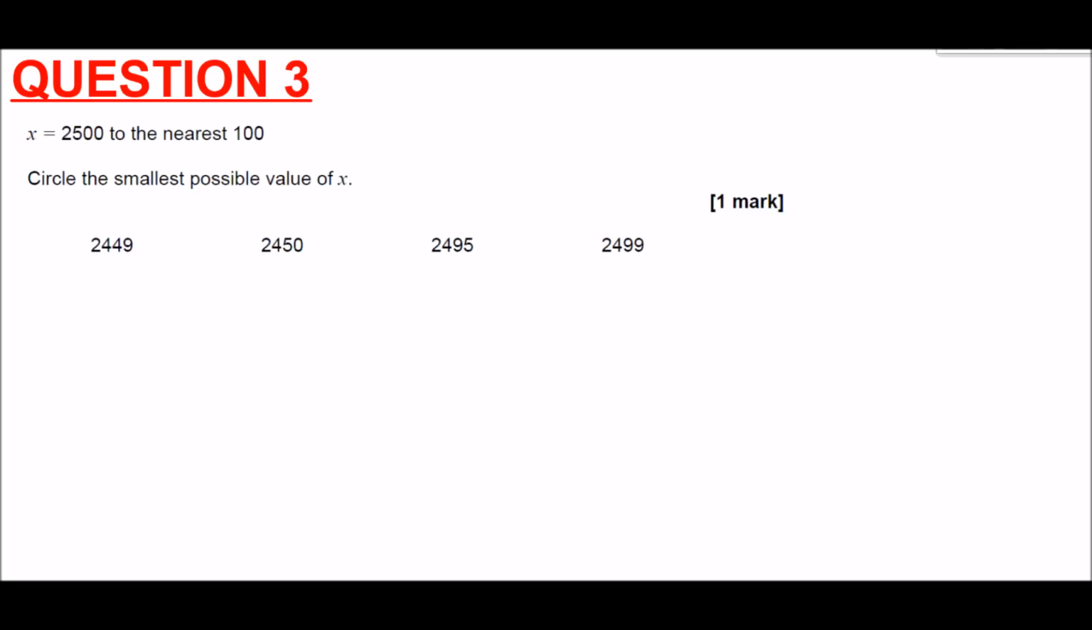Question 3. X equals 2,500 to the nearest hundred. What's the smallest possible value of x? This is a question asking us, what could x have been before it was rounded? If we were to round this value here to the nearest hundred, 2,400, this is the hundreds column here. In fact, I'll highlight the hundreds column in each number. That would round to 2,400 because next to the hundreds is a 4. We only round up if a number's 5 or more.